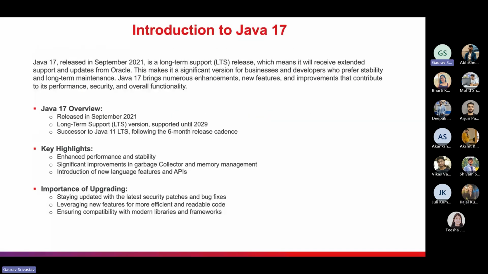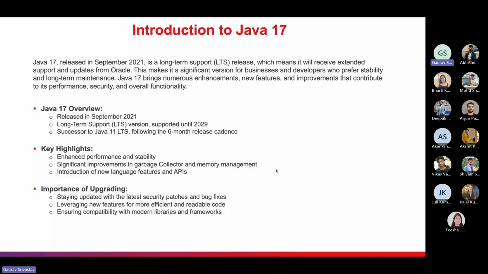Java 17 was also released in 2021. Java 17 is also an LTS release. We already discussed what LTS support means. If any version is LTS, then obviously Oracle is going to provide you long-term support. There's one key highlight you can see. The first part is obviously the enhanced performance and stability. But the second part is the improvement in garbage collector and memory management.